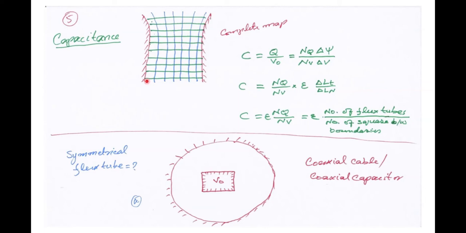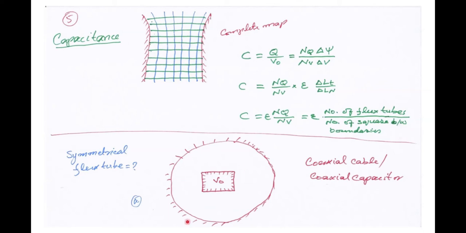Two streamlines combined together produce flux tubes. NV represents the total number of curvilinear squares in between the conducting boundaries. So we will be using this relation onward in order to define the capacitance in between two conducting boundaries while using the curvilinear square map method.